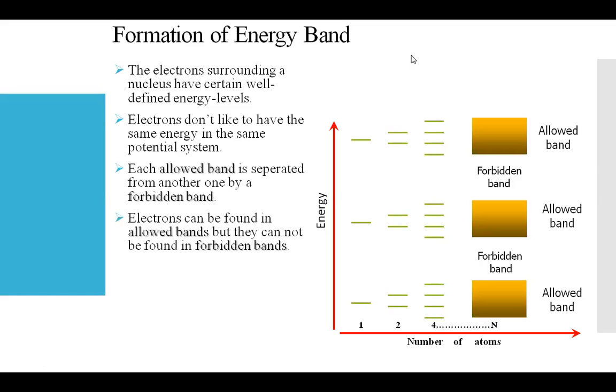So right now each allowed band is separated from another one. The band is separated over here, and that is what we call the forbidden band. Electrons can be found in this allowed band, but they cannot be found in this forbidden band. So this is the difference: what is a forbidden band and what is an allowed band. In the allowed band you can identify the electrons, but in the forbidden band you cannot find the electrons.